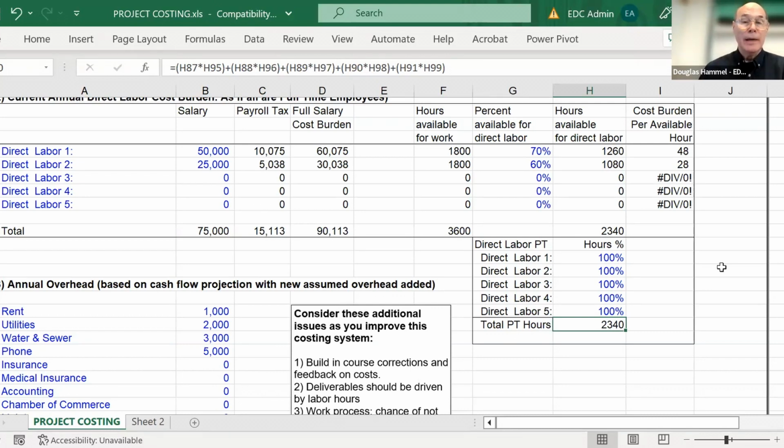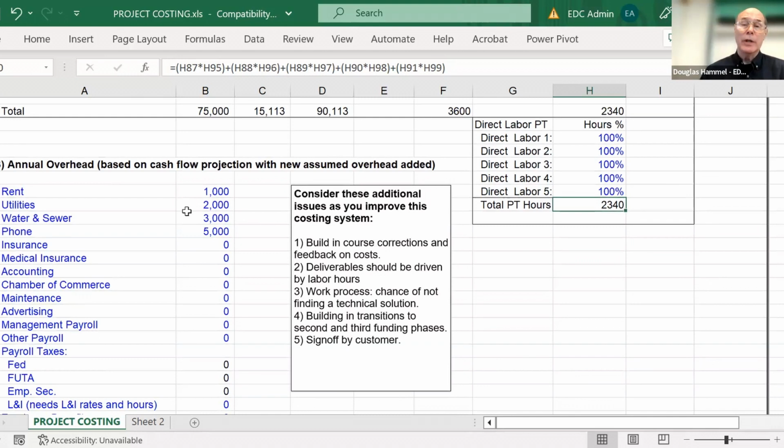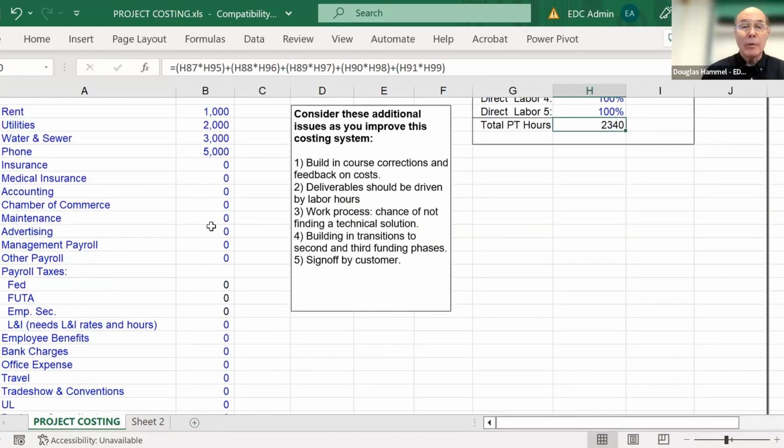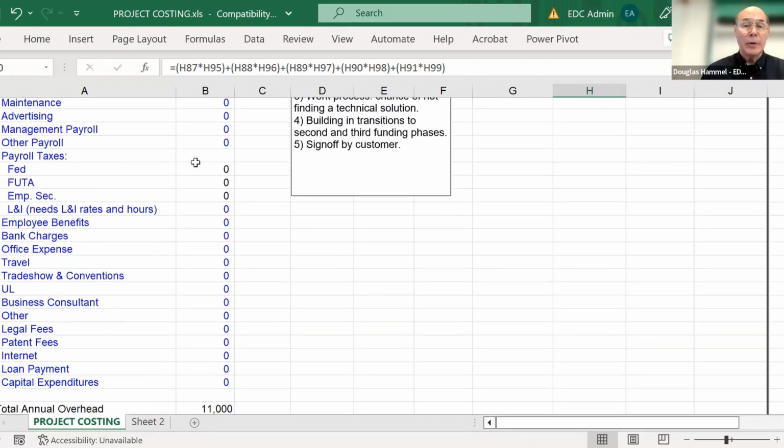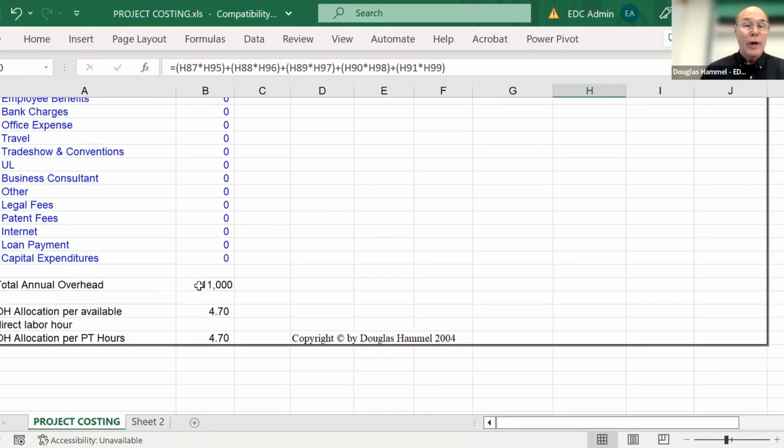Okay, we'll go on. The other part of the analysis is to say, well, what is your overhead? If you leave all the direct labor employees out of overhead, you might have rent, utilities, water, sewer, phone, insurance, and maybe some direct labor for the owner, also for office management and so forth. In this case, I made it simple and I had the annual overhead, and this is an annual thing, we're going in annual hours, is $11,000. Now you can see here under overhead allocation available per direct labor hour, it's $4.70 per hour.